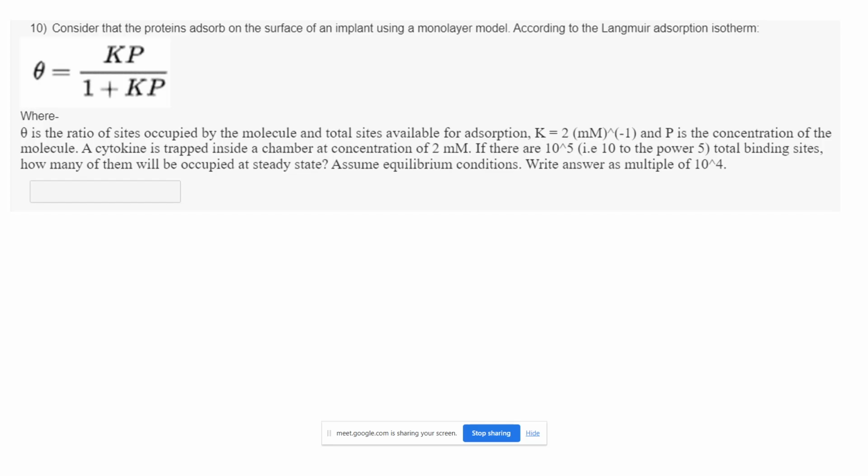Okay. Anybody else? Anyone else who was able to solve the problem? What is the answer?